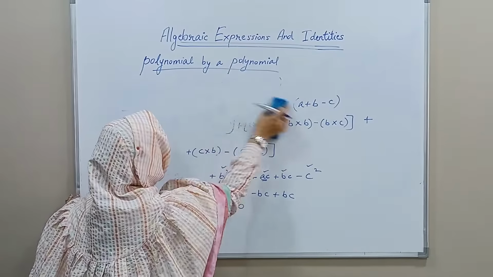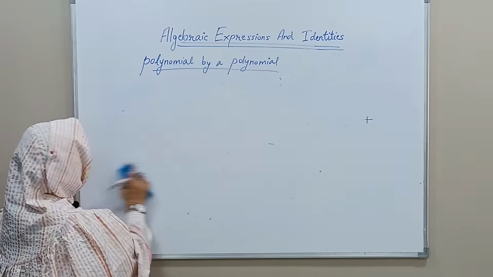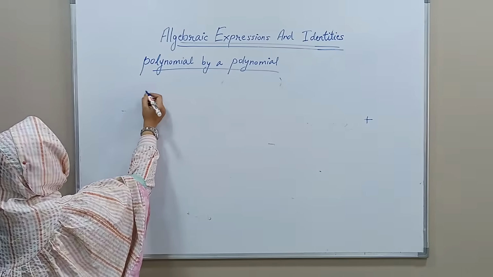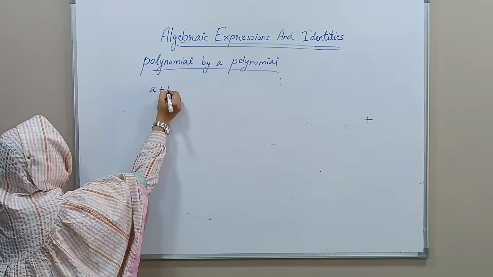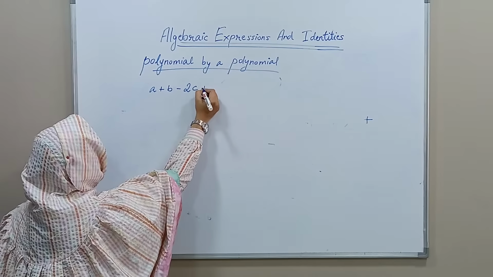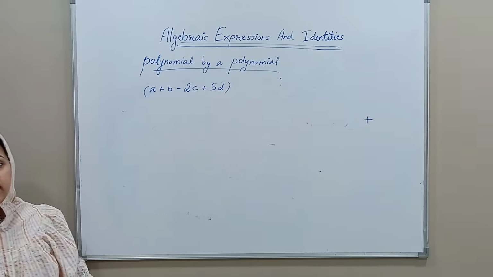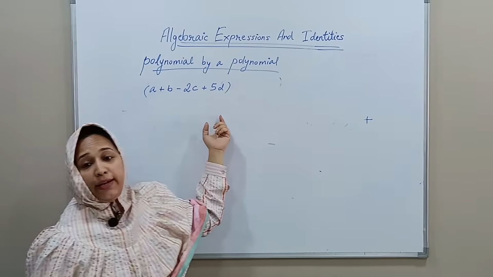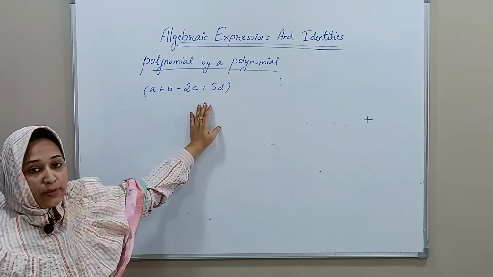Now let us see another example of multiplying a polynomial by a polynomial. Let us see an expression. Suppose we have a plus b minus 2c plus 5d. Now this is an expression with 4 terms. It is a polynomial. Any expression with 2 or more terms is called a polynomial. So this is a polynomial.